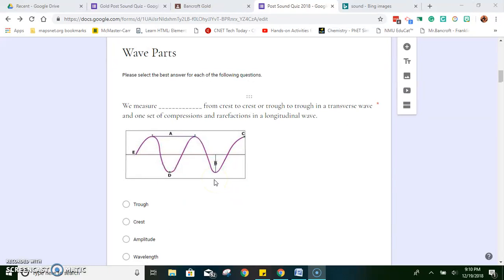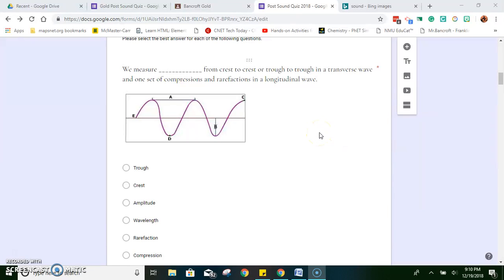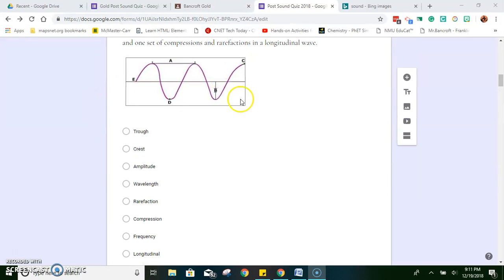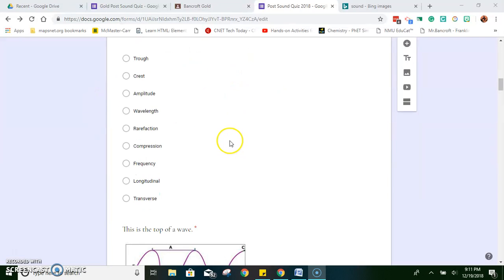And we have the wave parts to get us started. So you're going to notice this picture a lot, and the letters on it do not make any difference. It's just an example text. So here we go. We measure blank from crest to crest, or trough to trough, in a transverse wave, and one set of compressions and rarefactions in a longitudinal wave.